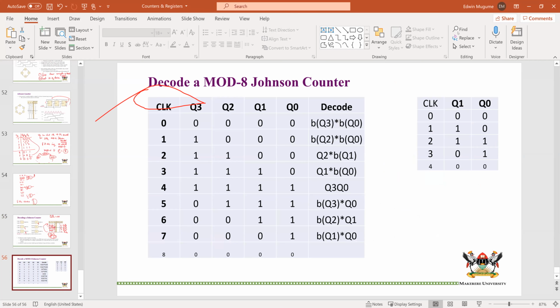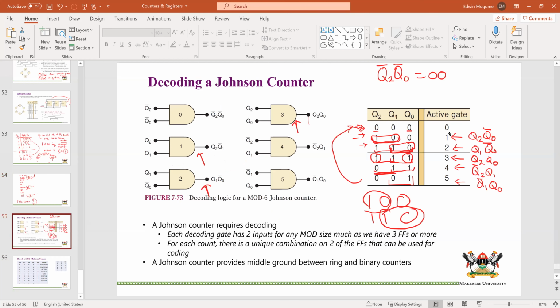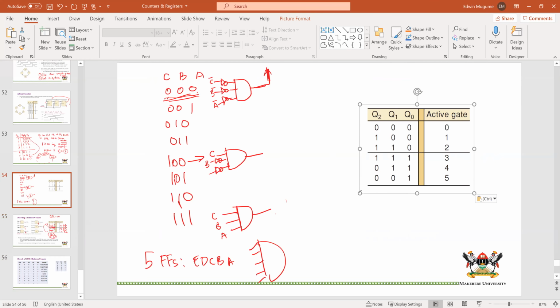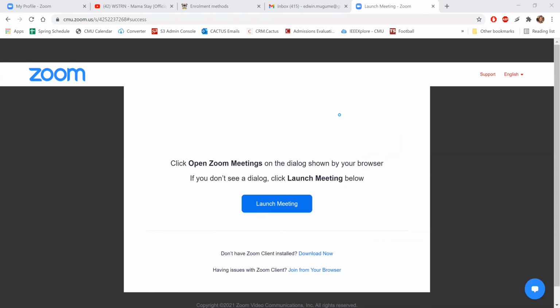Richard asks a question. What do we base on when choosing combinations, say Q2 and Q0 or Q2 and Q1? We look at a combination of two outputs that does not repeat itself. Let me copy this briefly and put it here. This could be a bit complicated, and I totally appreciate that, but once you learn it, it's very easy. We are looking at combinations of either Q2, Q1, Q2, Q0, or Q1, Q0.